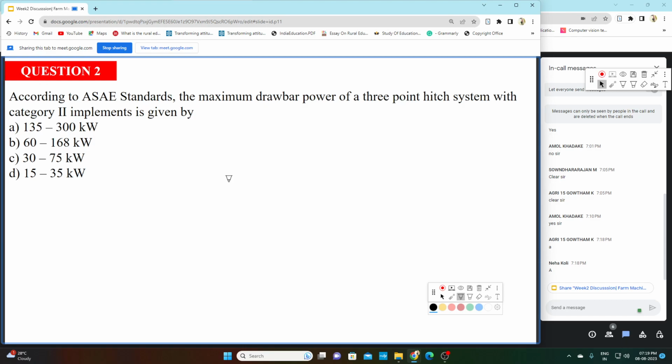So let's move on to the next question: according to ASAE standard, the maximum drawbar power of a 3 point hitch system with category second implement is given by? Any guesses for this?